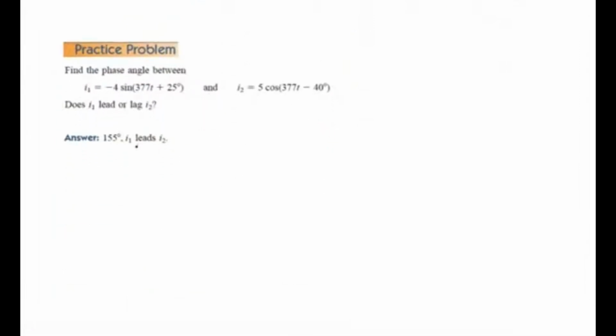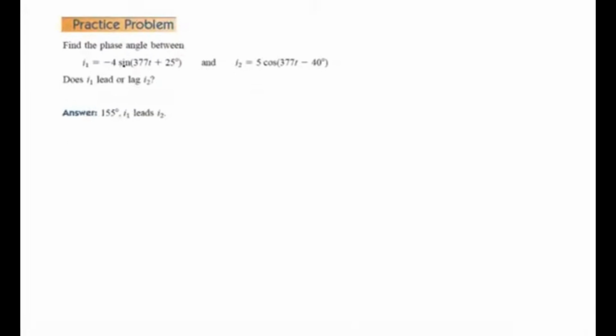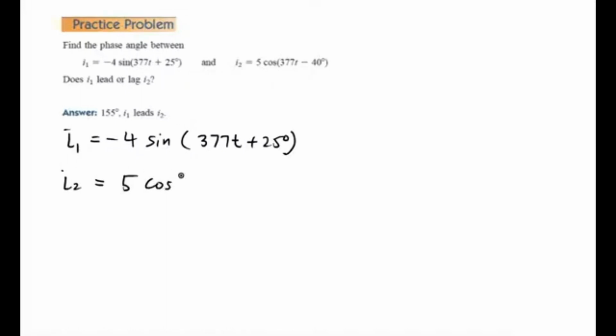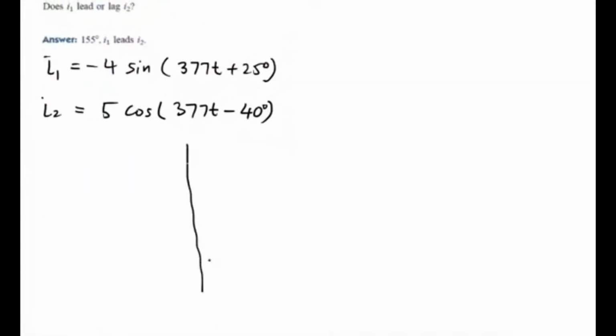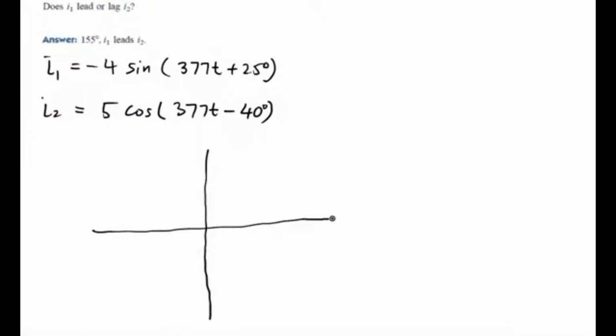This one gives you I1 equals negative 4 sine 377t plus 25. And also the second signal, a cosine signal, I2 equals 5 cosine 377t minus 40. Let's draw this. So you need to draw the 4 quadrants.